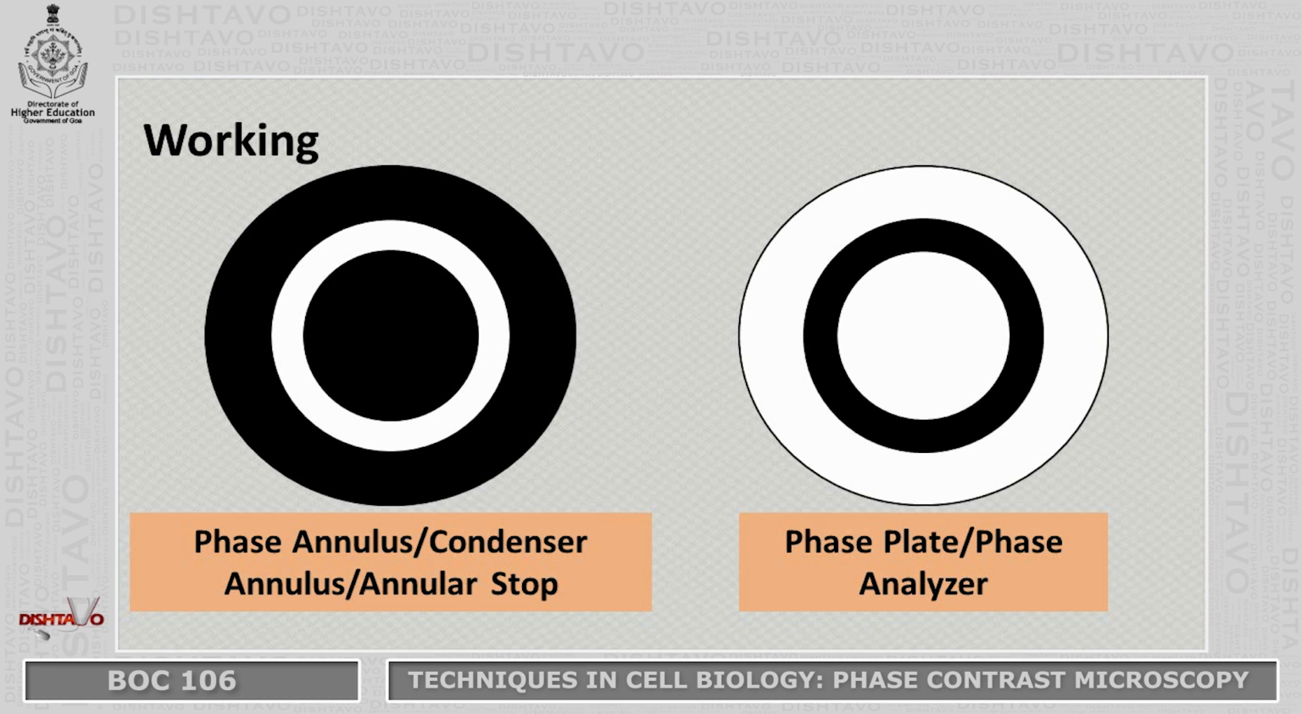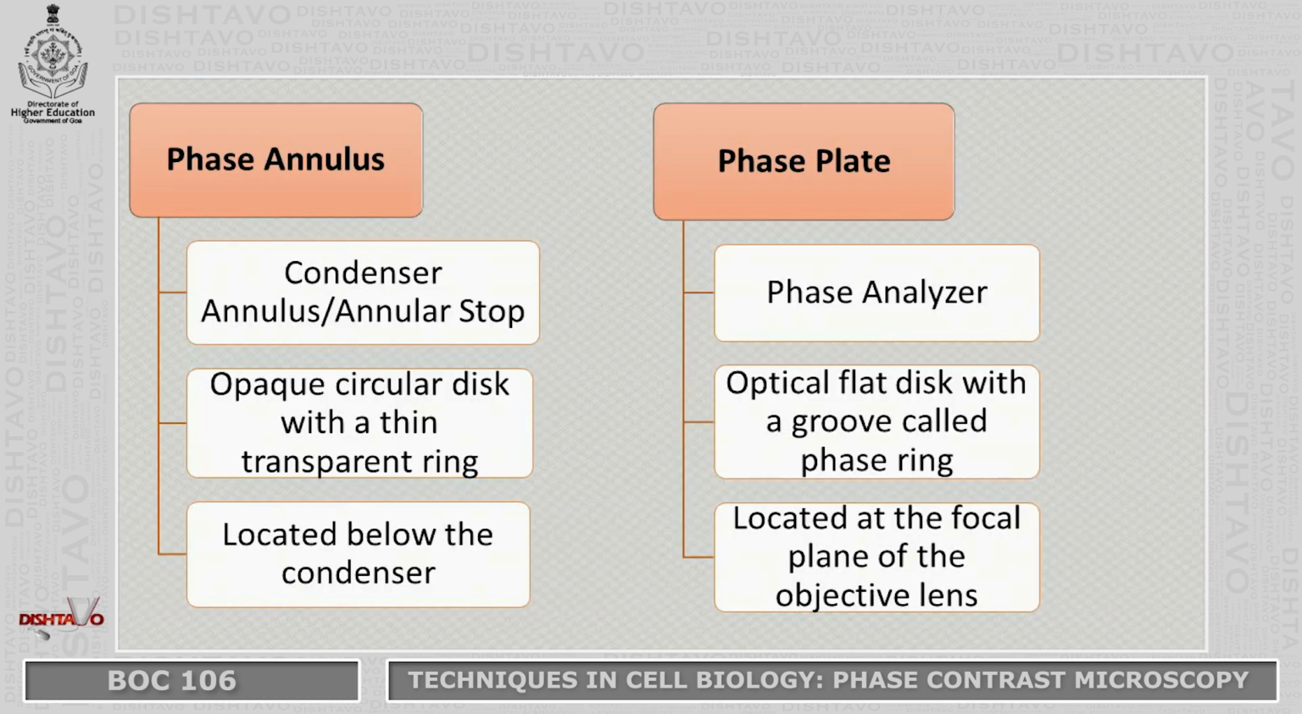This is the difference between the two, the phase annulus and the phase plate. The phase annulus is an opaque circular disc with a thin transparent ring. It is located below the condenser. And the phase plate is an optical flat disc with a groove called the phase ring. The phase plate is located at the focal plane of the objective lens.